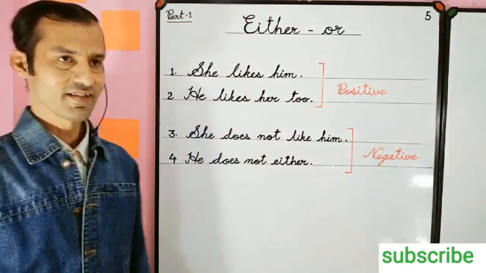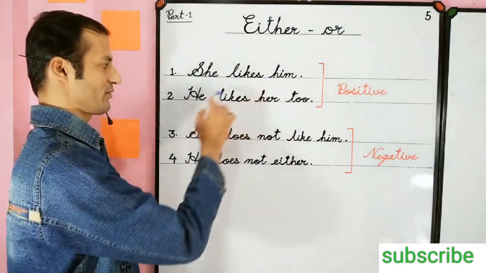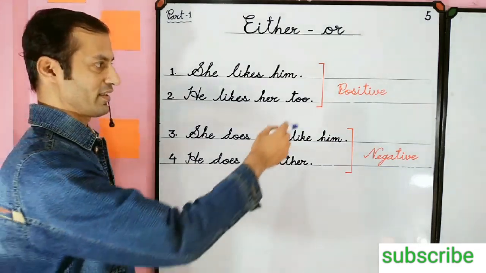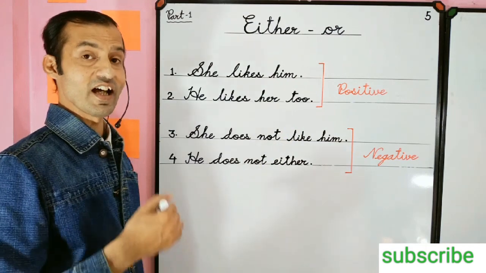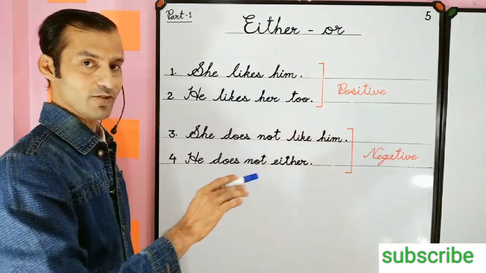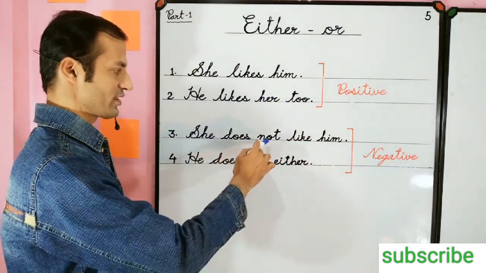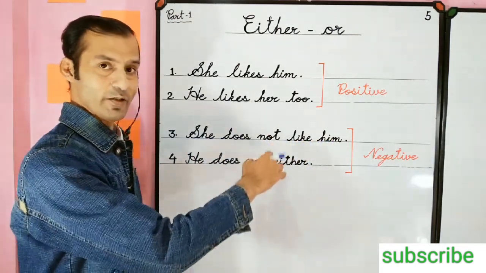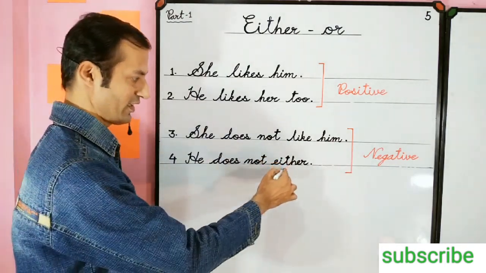Obviously, these are positive sentences. She likes him and he likes her too. So we have not used either in this sentence, and either is generally used in the second sentence to link to the above sentence, at the end of the sentence. But they are positive sentences, so we have not used either. And here is the second sentence: she does not like him and he does not either. So they are negative sentences, so we have used either in this sentence.